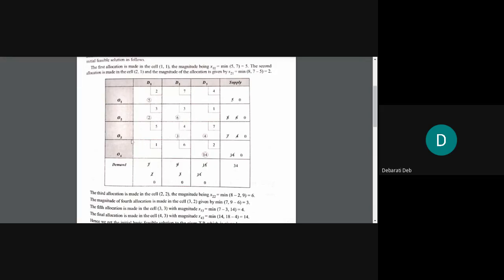We have O3D2. In O3D2, let us see what we have in hand. We have 3 in the column total and 7 in the row total, isn't it? Out of 7 and 3, 3 is lowest. So we will allocate 3 in this box.